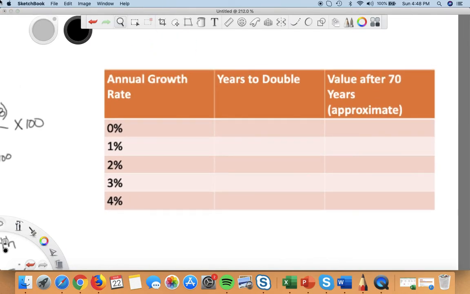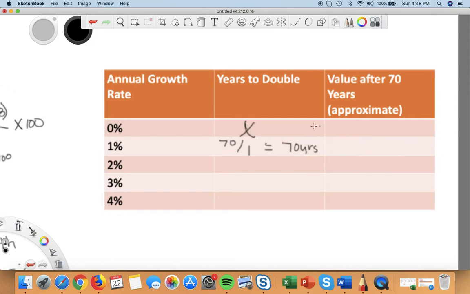So to get the years to double, this is us using that rule of 70. Here, if something's growing at 0% every year, that means it's never going to double. So this is kind of a trick question. 0% growth means something's not changing. Now, if something is growing at 1% per year, we can use our rule of 70. 70 over 1, our growth rate. That means at a 1% interest rate, our dollar will double in 70 years.